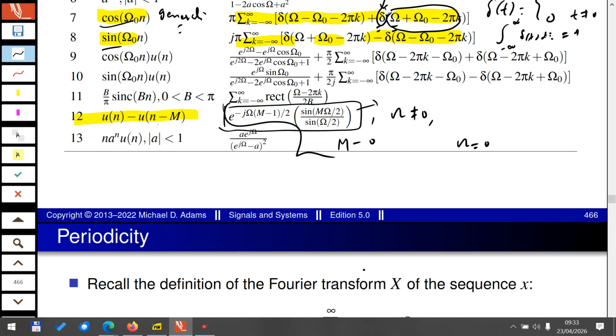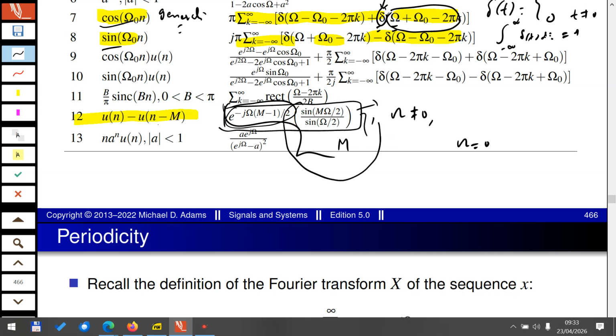And one more thing. Can you simplify this thing when omega is 0? What happened to this factor when omega is 0? It becomes 1, yeah? Exponential 0 is 1, right? And this thing just becomes n. So I will leave this to you. Take it as homework.